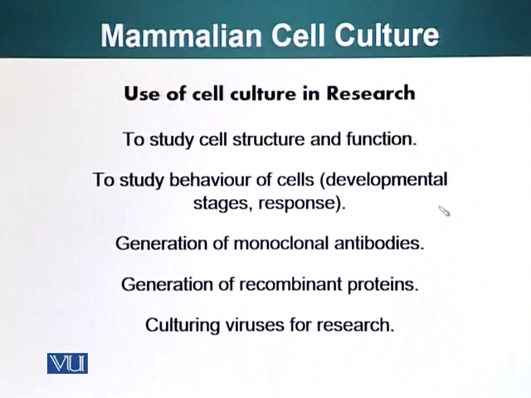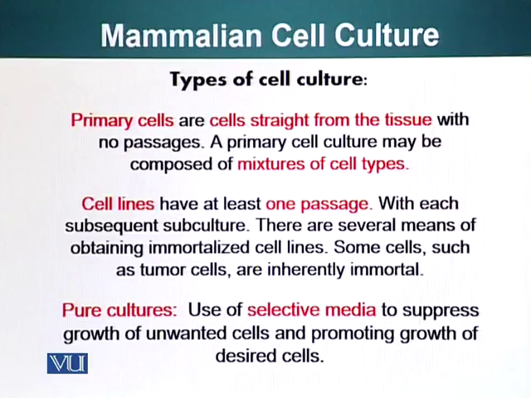Generation of recombinant proteins. For example, we have talked about how we can ligate two different pieces of DNA, and once that DNA is introduced into cells, the cells start producing a protein corresponding to that particular DNA. In order to do that, we still need to do cell culturing. If we want to study viruses, for example, we know viruses cannot exist independently. They have to live inside host cells, which you won't be able to generate unless you do cell culturing.